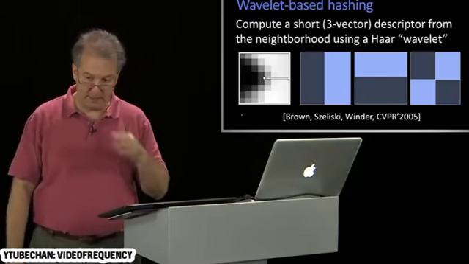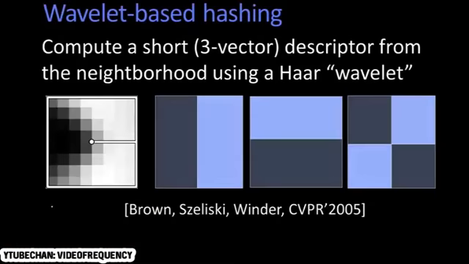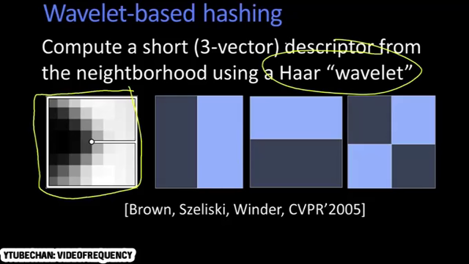Another cool thing you can do is some form of a hashing-based method in order to index. What I'm showing you here is what's called wavelet-based hashing, done by Brown, Sliski, and Winder in 2005. It comes from Sliski's book. Basically the idea is this. Here's our little neighborhood, and we apply what are called hard wavelets. Now, wavelets are just a self-similar form of filters. They can be applied at different scales. We didn't talk too much about them, that's okay. But basically, these are the 3 filters: plus here, minus there, plus here, minus there, and then plus here, minus there, minus there.